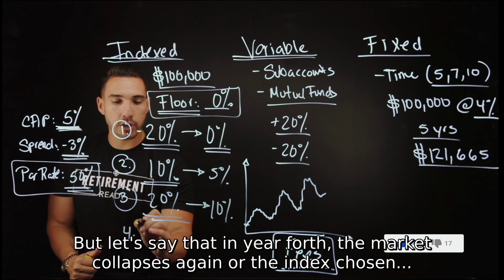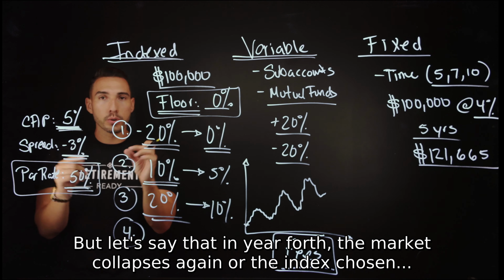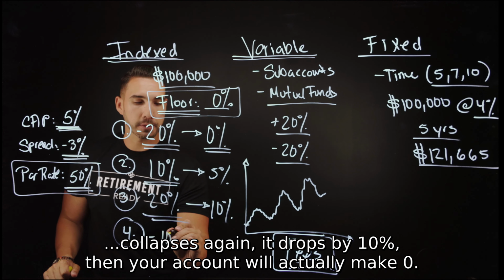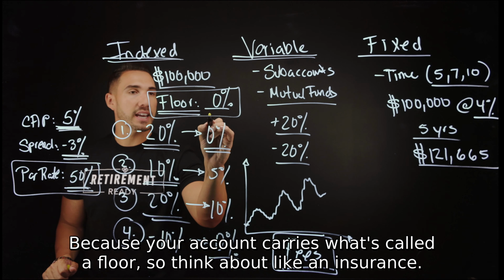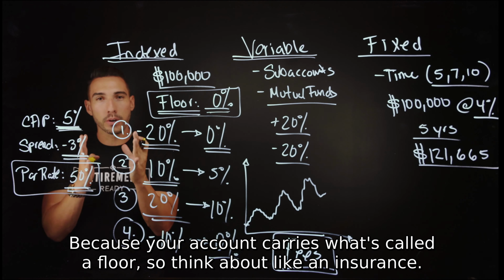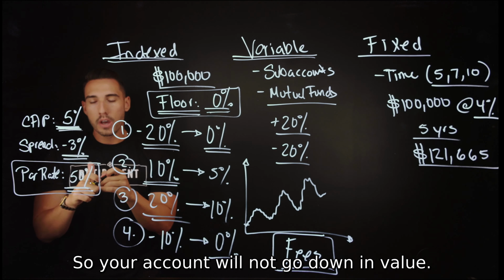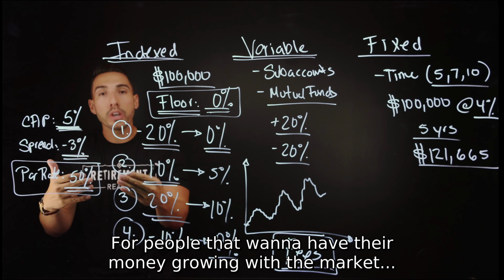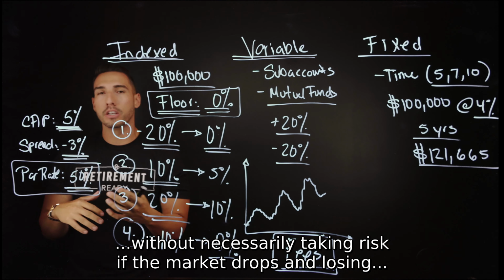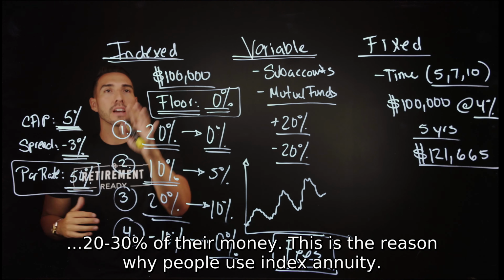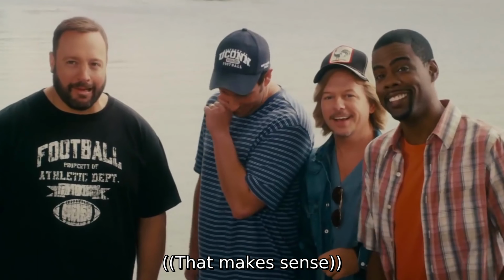But let's say that in year 4, the stock market collapses again, or the index that was chosen collapses again, it drops by 10%, then your account will actually make 0 because, again, your account carries what's called a floor. So think about it like an insurance where your account will not go down in value. So for people that want to have their money growing with the market without necessarily taking risk if the market drops and losing 20 or 30% of their money, this is the reason why people use indexed annuities. Now that makes sense.